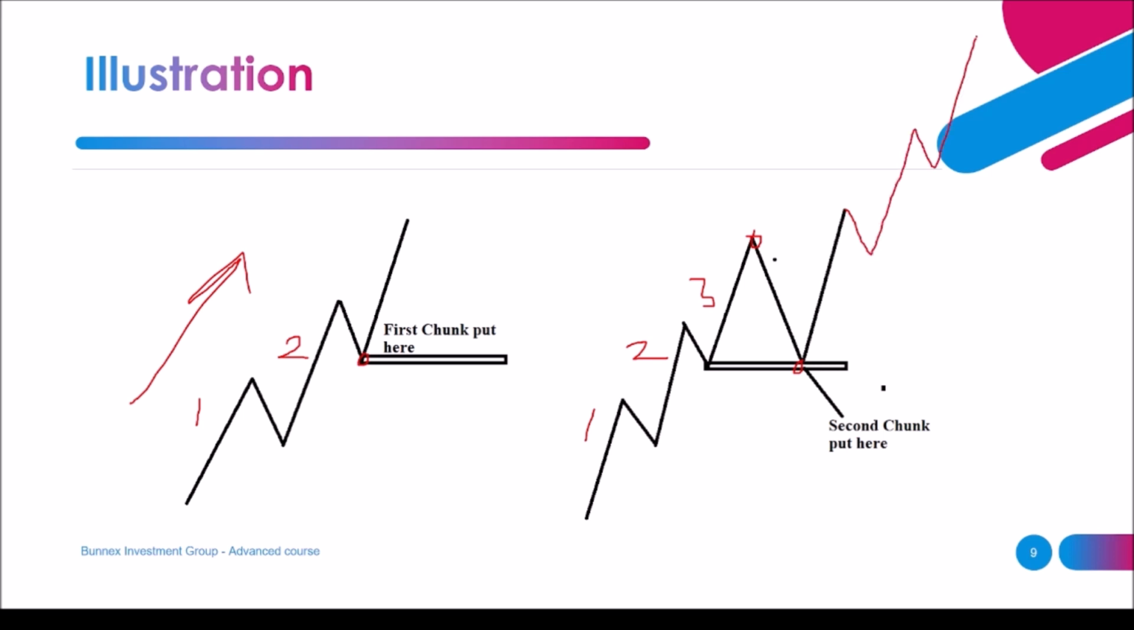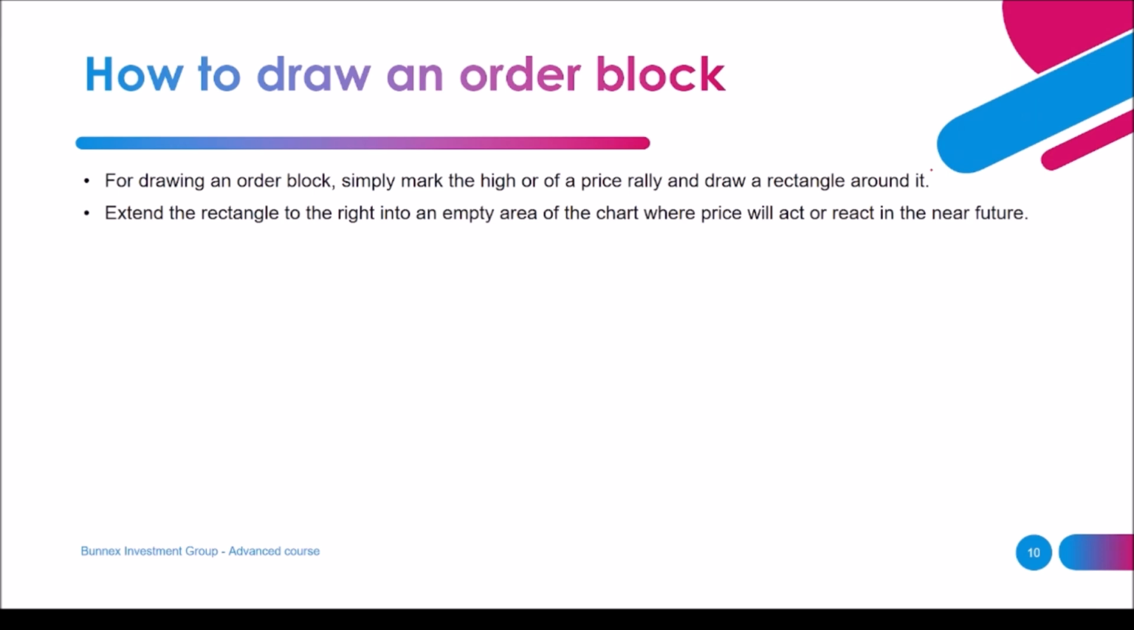So in this case, we'll have like this, and then later we'll see the market come back again on this part. So on the level 3 initiator, that is the order block that we should respect in our trading. So the next question is, how do we draw an order block on the charts?